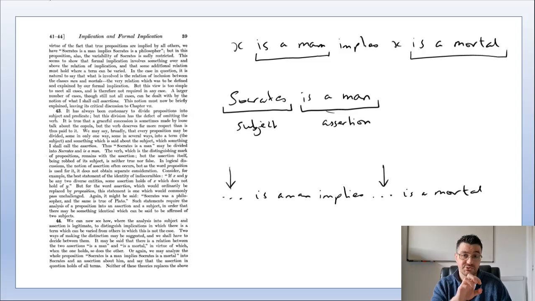That there is some relation between the assertions that holds in some cases when we legitimately have a formal implication, and doesn't hold in other cases. So there's this particular relation which holds between the assertion "is a man" and the assertion "is immortal", and therefore we can form this formal implication.